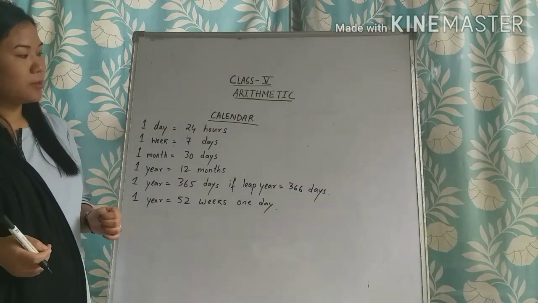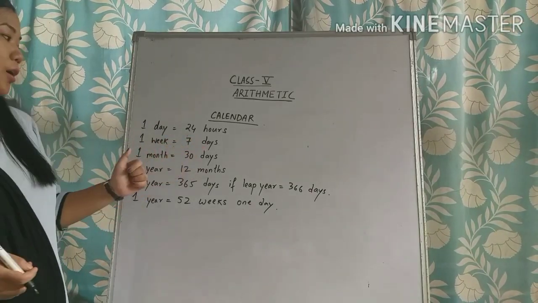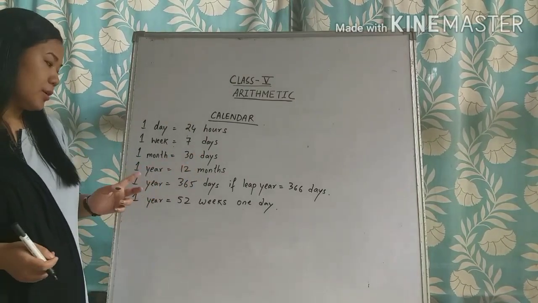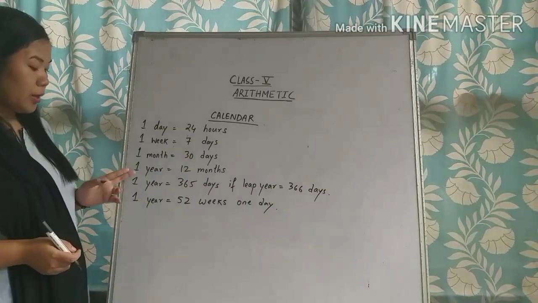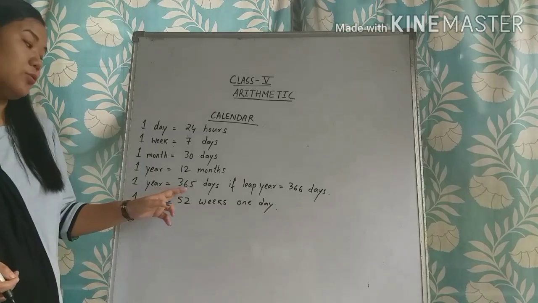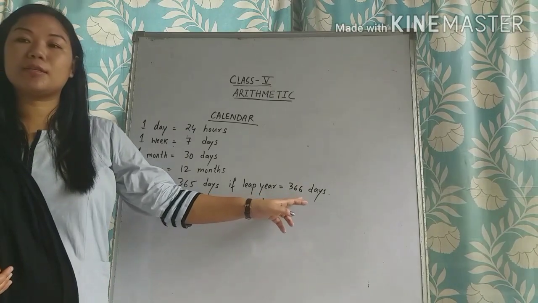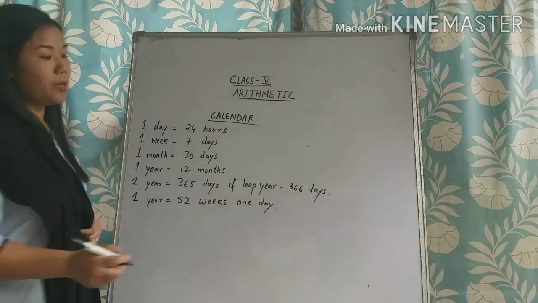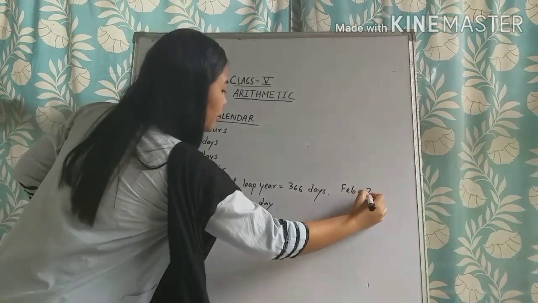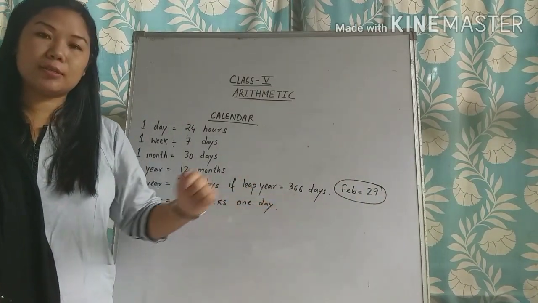Now we will see the calendar. Okay, we all know in one day we have 24 hours. In 1 week we have 7 days. 1 month is 30 days, taken as an average. 1 year has 12 months, and in days 1 year equals 365 days. But if it is a leap year we have 366 days, because in February we usually have 28 days, but during a leap year we have 29 days. That's why if it is a leap year we will have 366 days.